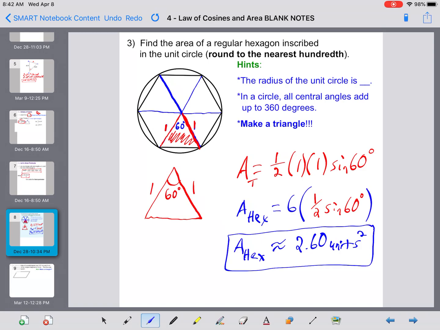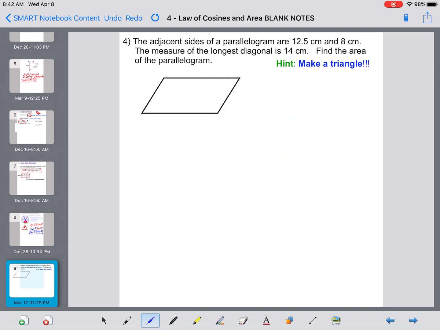Okay, I'm not going to show you an example with 1/2 base times height. Again, save that for right triangles. Let me show you this example really quickly. It says the adjacent sides of the parallelogram are 12.5 and 8. So let's call this 12.5 centimeters and this 8 centimeters. The measure of the longest diagonal is 14 centimeters.